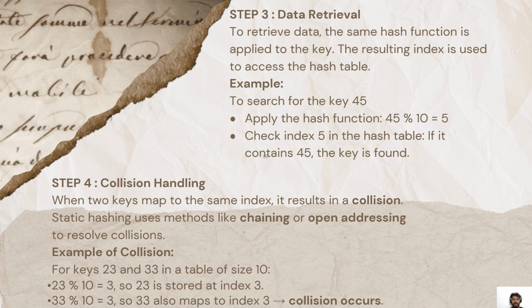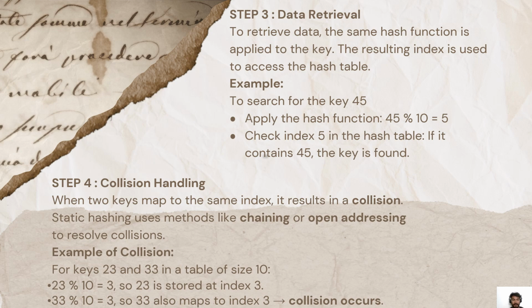Step 3, data retrieval. To retrieve data, the same hash function is applied to the key. The resulting index is used to access the hash table. For example, to search for the key 45, apply the hash function, that is 45 modulus 10, and we get the remainder 5. Check index 5 in the hash table: if it contains 45, the key is found, or else it is not found.